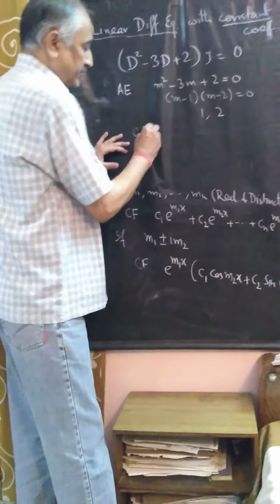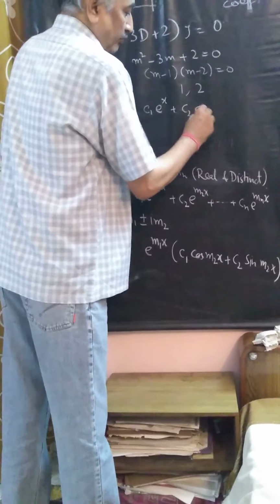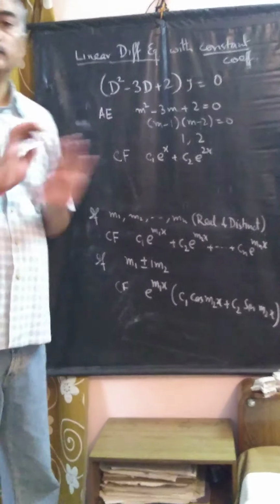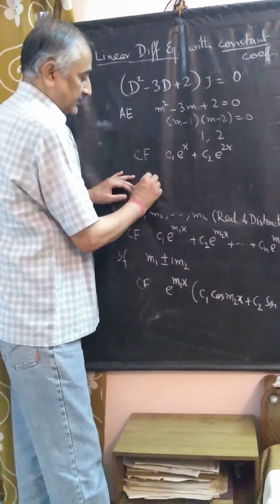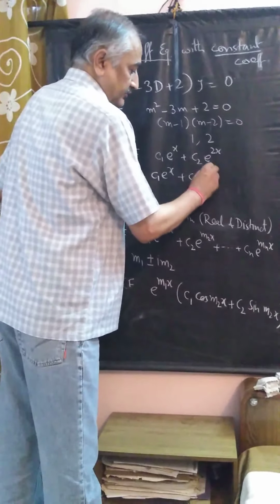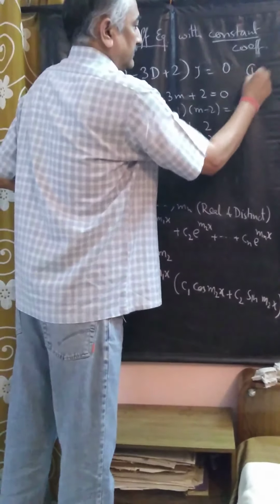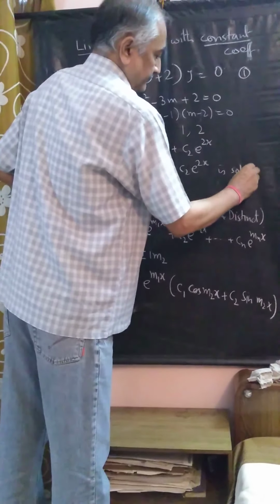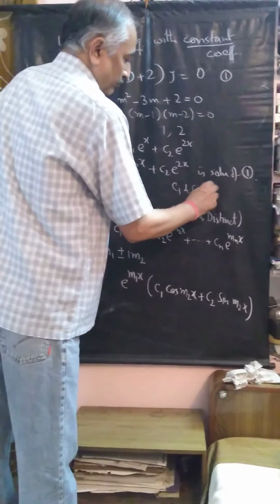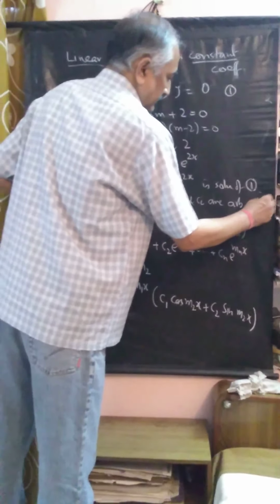The complementary function is c1 exponential 1x plus c2 exponential 2x. Right hand side is 0. There is no particular integral. This becomes the complete solution. y is c1 exponential x plus c2 exponential 2x, and this is the solution of the given differential equation. You have to mention that c1 and c2 are arbitrary constants.